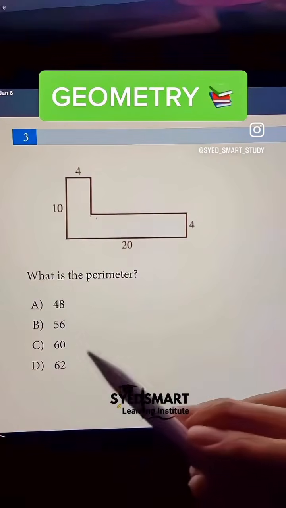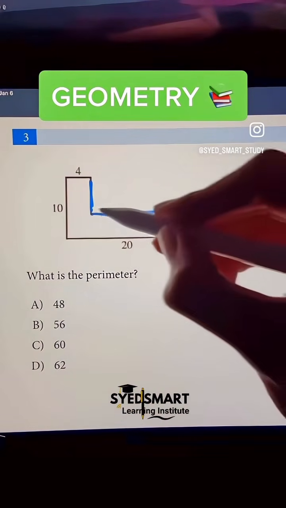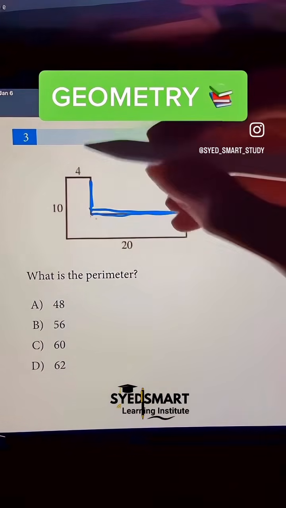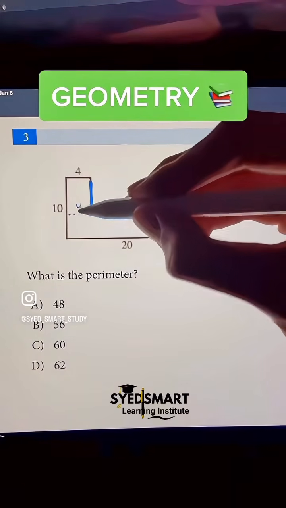What is the perimeter? So this problem looks pretty easy, but if you look closely, they don't give us this side length or this side length, which means that we're going to have to find it. So since this side length here is 4, that means that this piece right here is also 4.